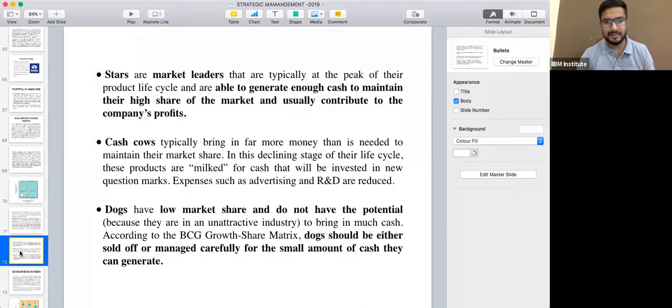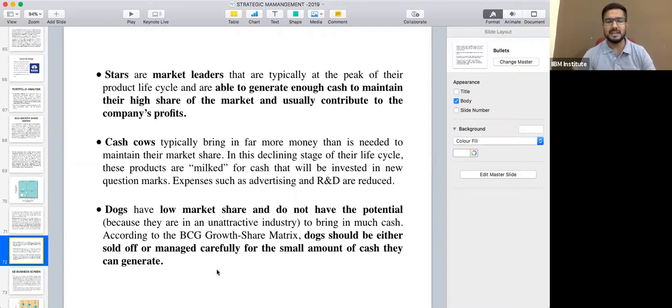Move to the dogs. Let's discuss the last part and then I will discuss in detail as well. When we come to the last stage, that is the dogs. You can see the low market share, and they do not have potential because these industries have become unattractive. In such cases, dogs should be either sold off or managed carefully for the small amount of cash they can generate.